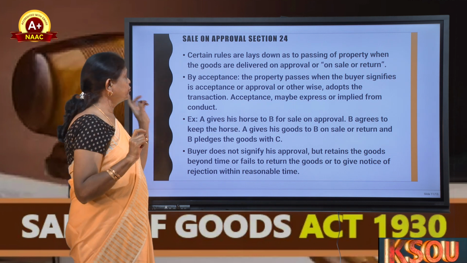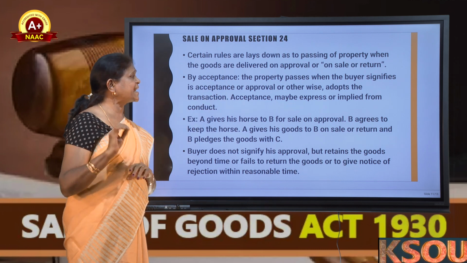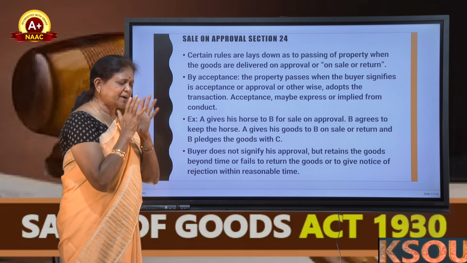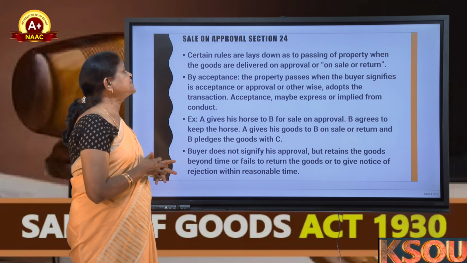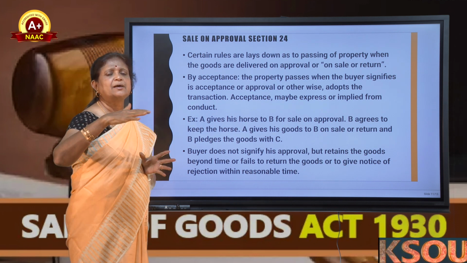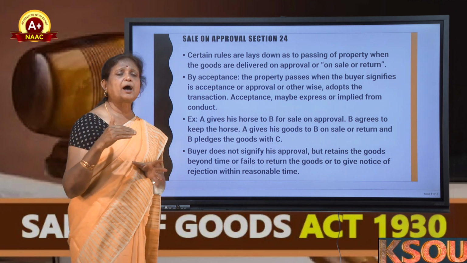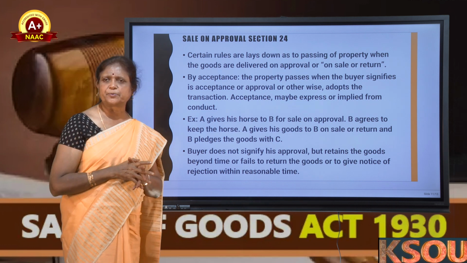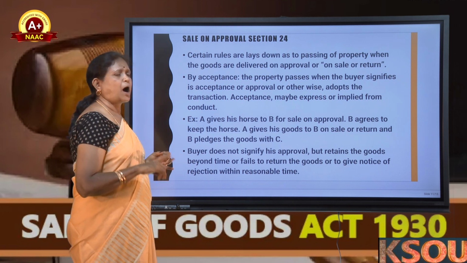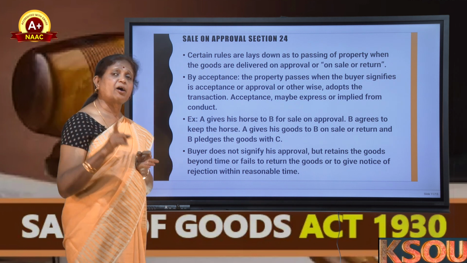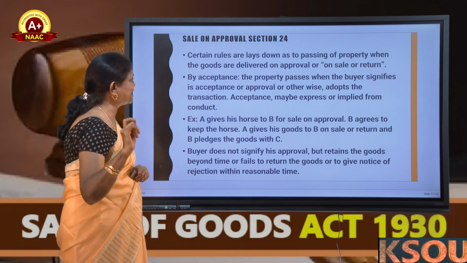One rule is that the goods are delivered on approval or on sale or return. That means if a condition is put while taking delivery of the goods or buying the goods, in such cases, once the goods are transferred, that is a completed sale. Or the buyer can take it for test, or if he does not want to buy, he has to return the goods. So, transfer of property can take place either by sale on approval or by sale or return. In such cases, by acceptance, passing of property can take place.